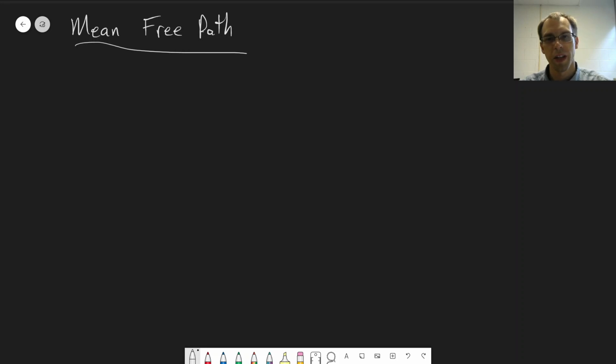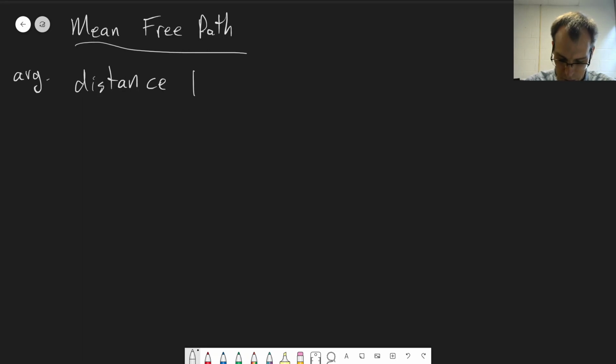The very last thing we're going to look at is the idea of the mean free path. So this is sort of like the inverse of the collision rate. But instead of thinking about numbers of collisions happening, maybe we want to think how far the particle can go before it hits something else. And that's what we call the mean free path. So this is distance traveled, and all of these are averages. Average distance traveled between collisions.